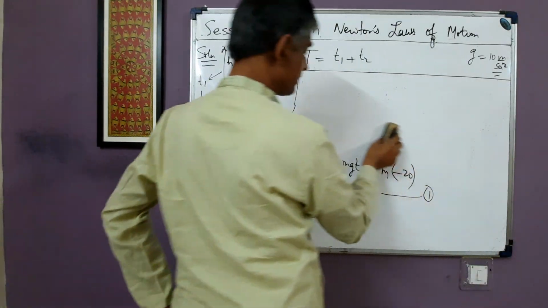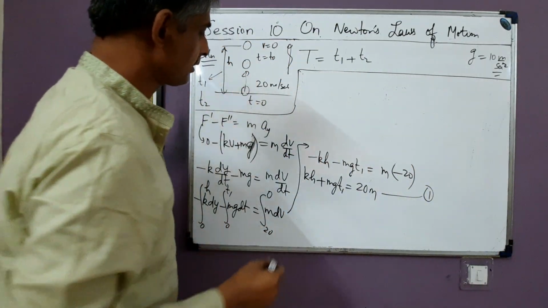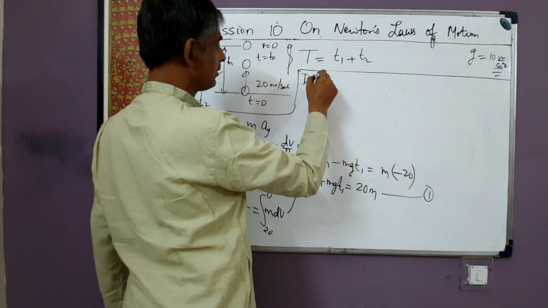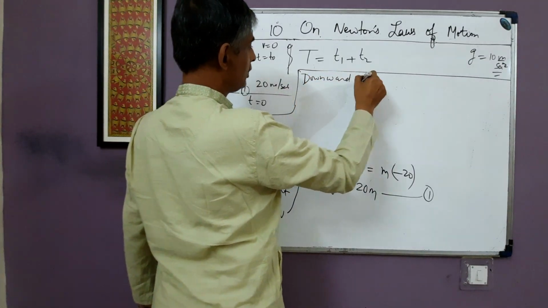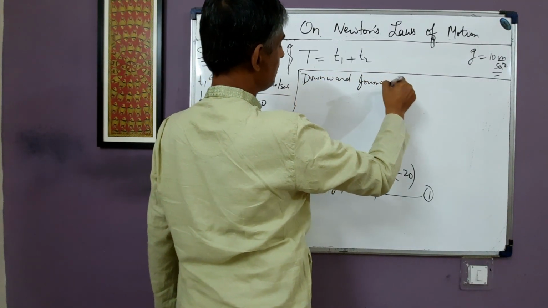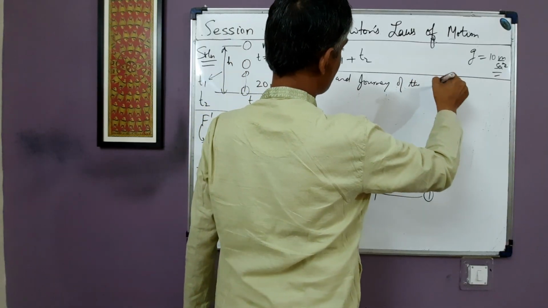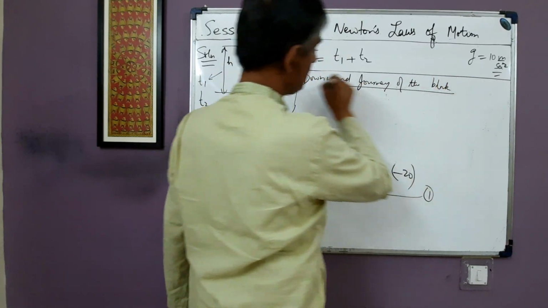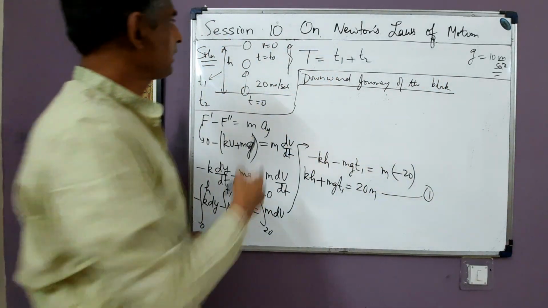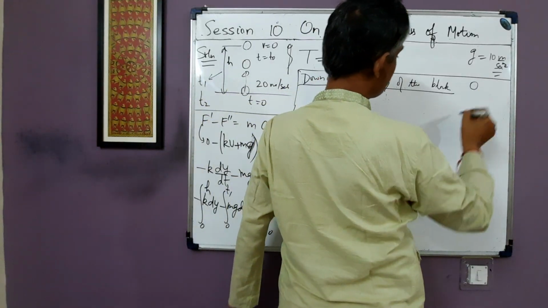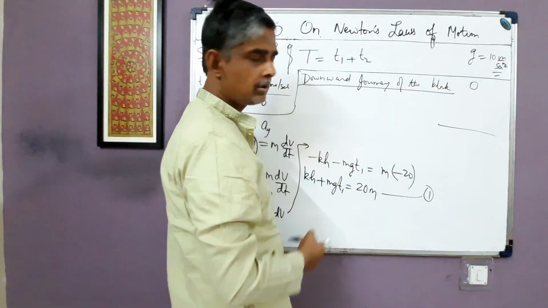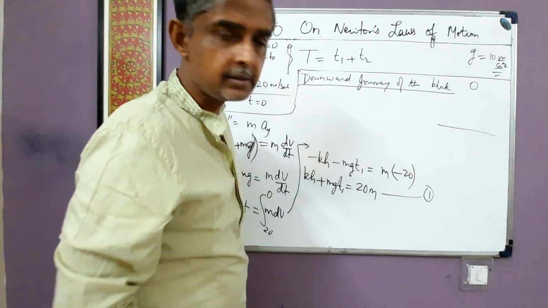Suppose the downward journey starts from here. Downward journey of the block. So in the downward journey, let this be the highest location of the block from where the downward journey begins.